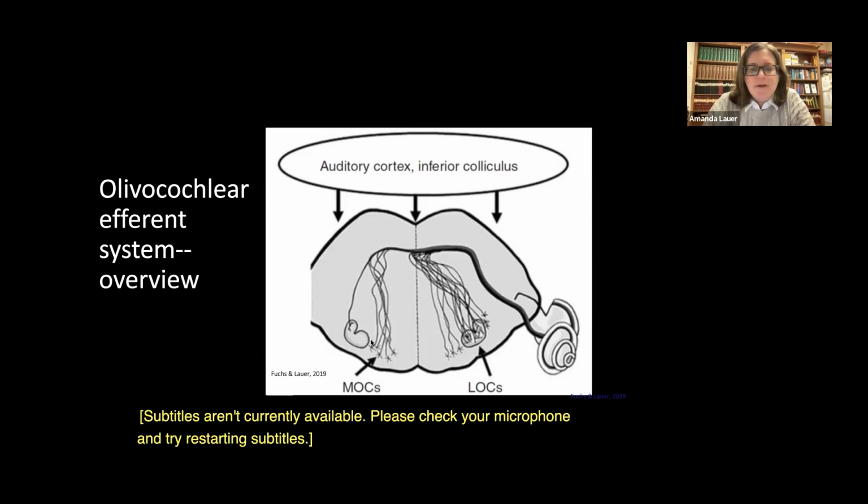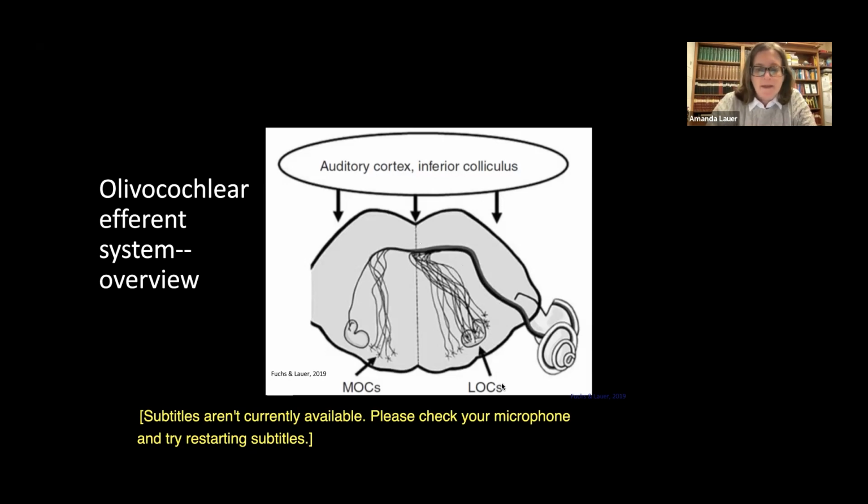So this system provides ipsilateral and contralateral input to the ear from the superior olivary complex and the periolivary areas. And we have a medial and a lateral branch. The laterals are primarily projecting ipsilaterally. The medials are both crossed and uncrossed.